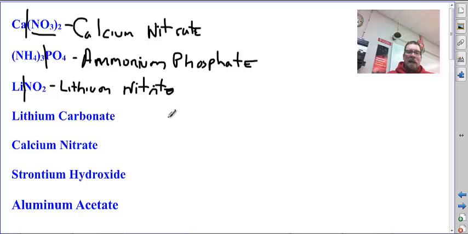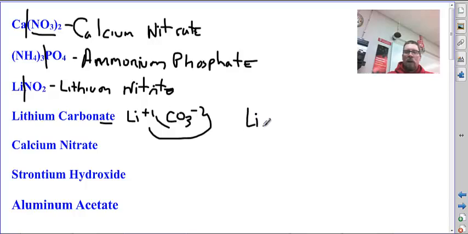Okay. Now, for writing the formula, it's the same as we've done before. Lithium is Li. It's the first one. It's going to be positive. It happens to be a positive 1. And then seeing the ATE ending, I go to my polyatomic chart. I see that CO3 is what carbonate is. It's a -2. And just like I did with the binary ionic, I can do a charge flip-flop. So I need 2 lithium for every carbonate. Okay.